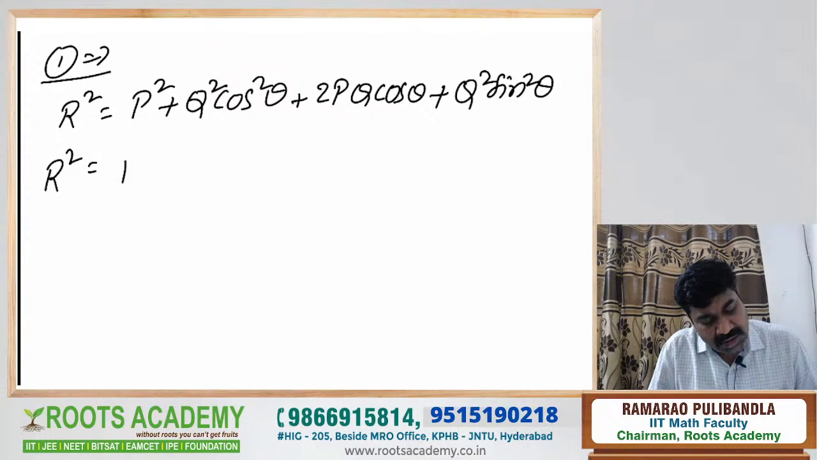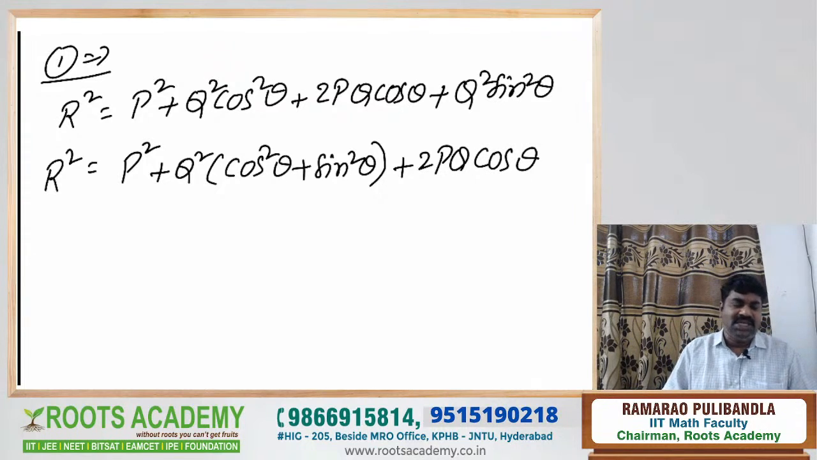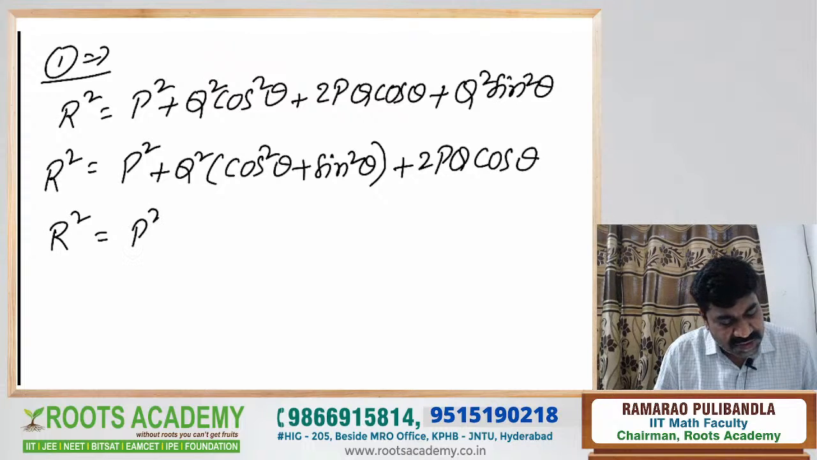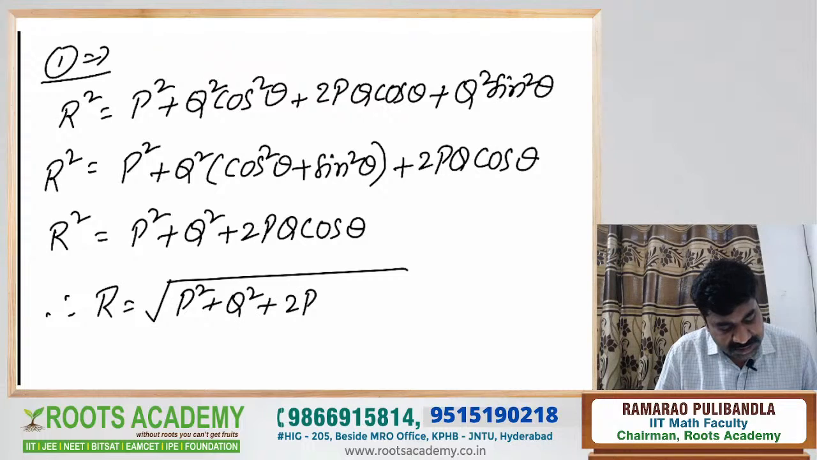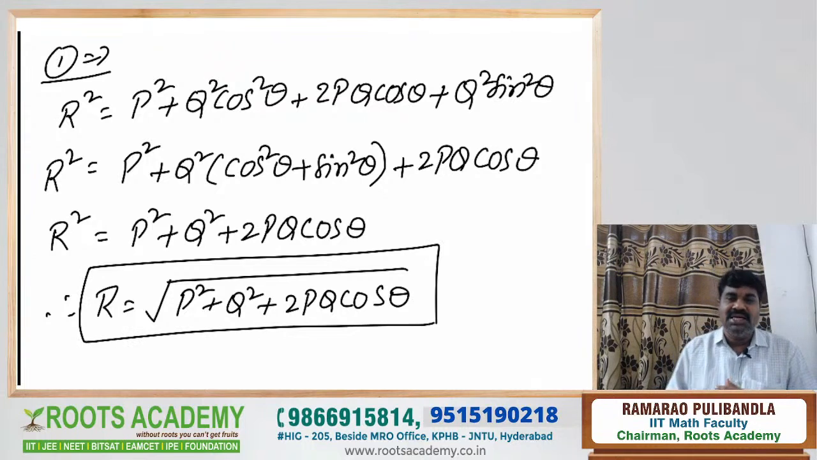R square is equal to P square plus, here Q square is common, cos square theta plus sin square theta, plus 2PQ cos theta. Sin square theta plus cos square theta is equal to 1. Therefore, R square is equal to P square plus Q square plus 2PQ cos theta. Therefore, the magnitude of the resultant R is equal to under root of P square plus Q square plus 2PQ cos theta.